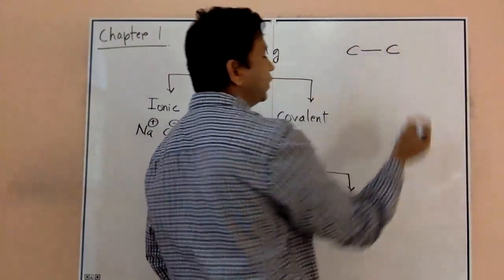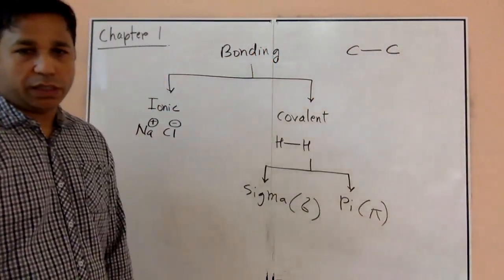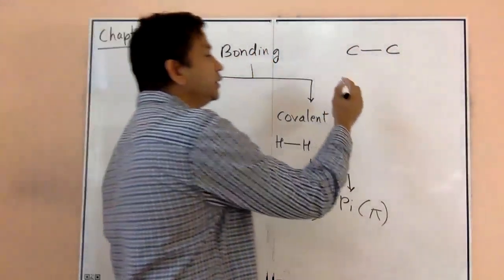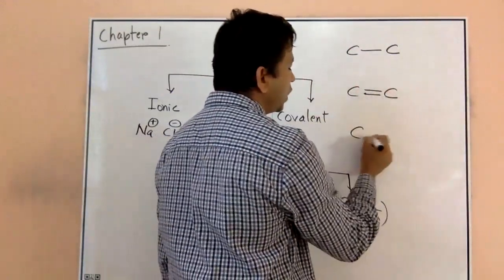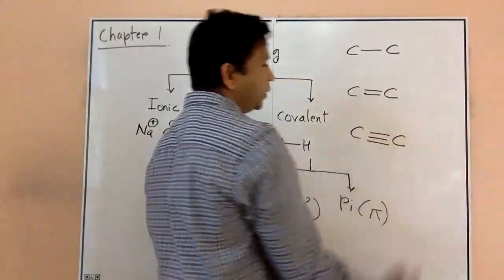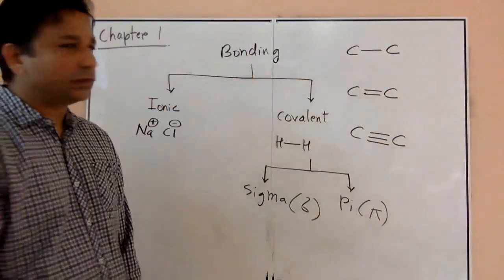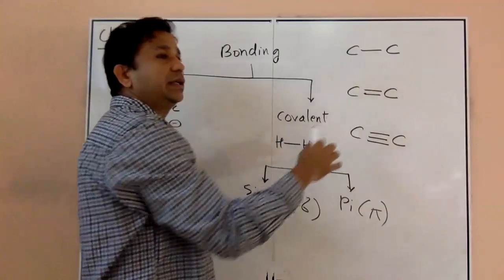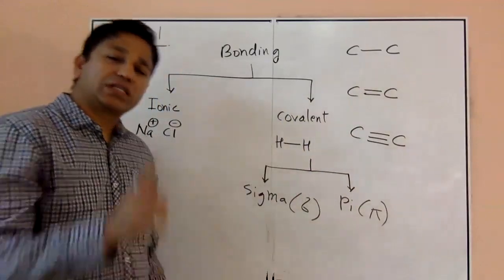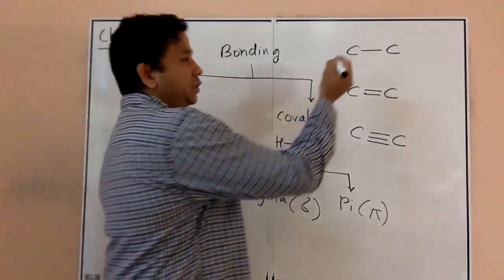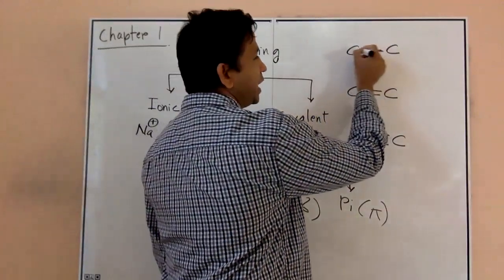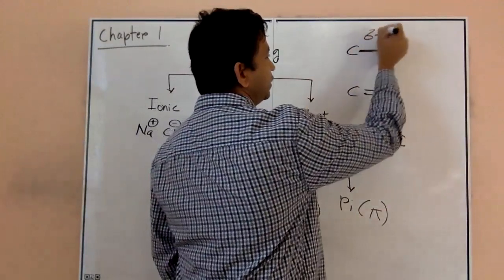So we have three categories: a carbon-carbon single bond, a carbon-carbon double bond, and a carbon-carbon triple bond. If you compare these, how do you find the sigma bond? The first bond is always sigma, right? So the first bond here is a sigma bond.